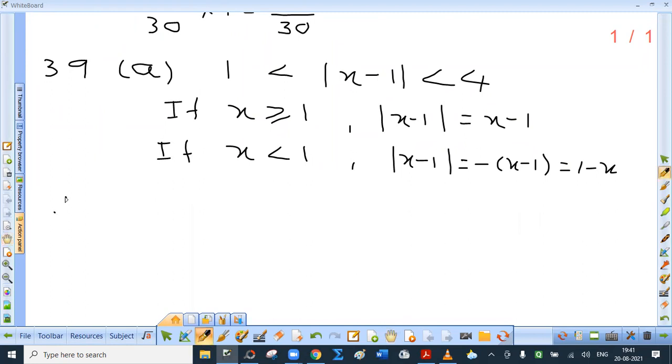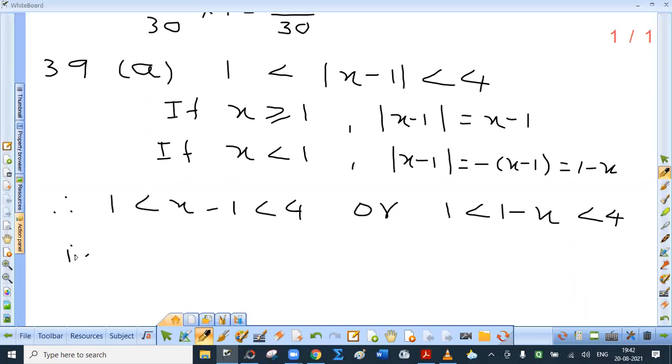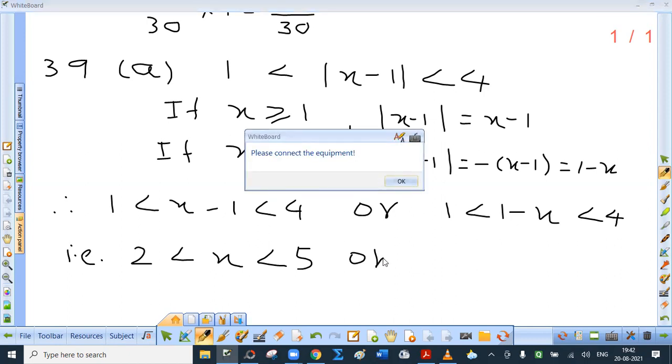Okay. Let me explain. I'll give time to write the solution. Therefore, I can say, let me explain first. 1 less than x minus 1 less than 4, or, you should not say and, or, 1 less than 1 minus x less than 4. Now we are interested in finding value of x, that is add 1. So 2 less than x less than 5, or now this is interesting, subtract 1.